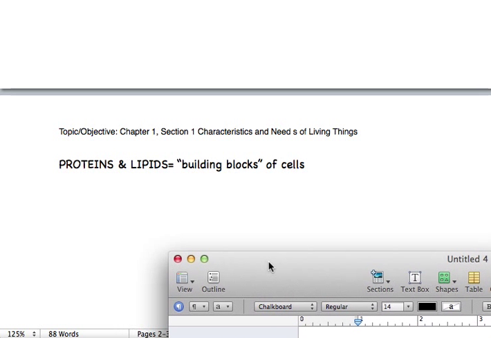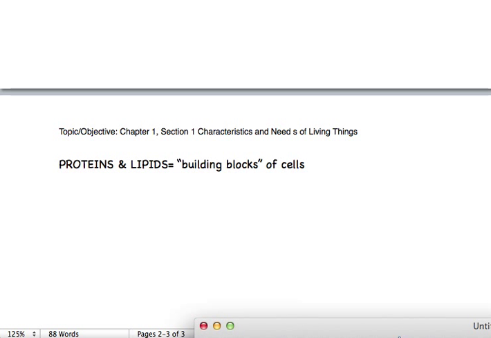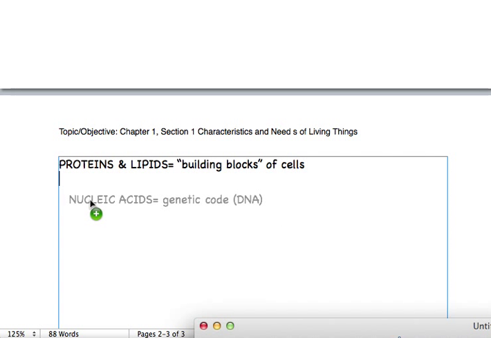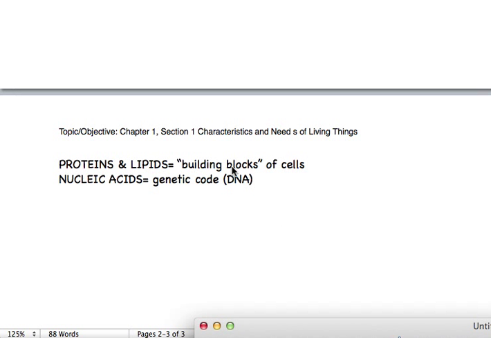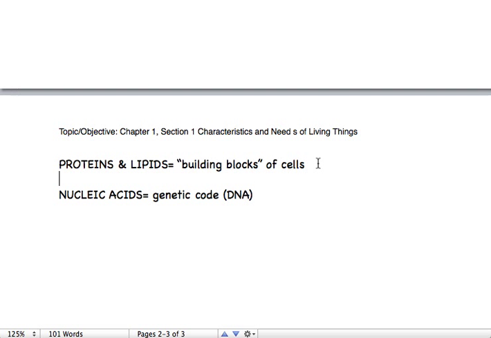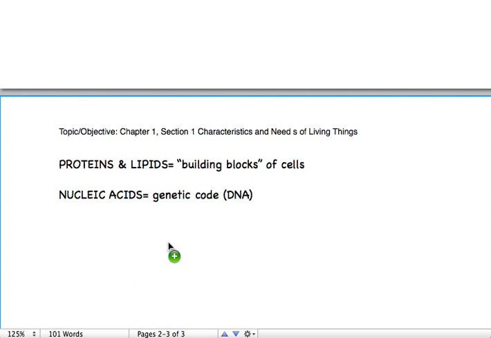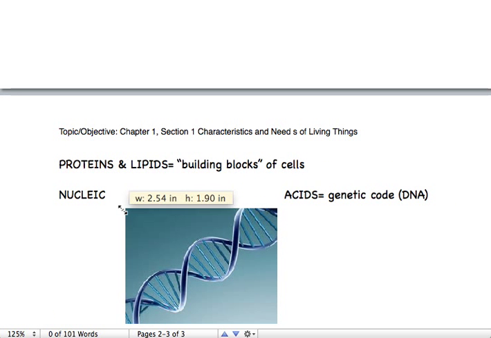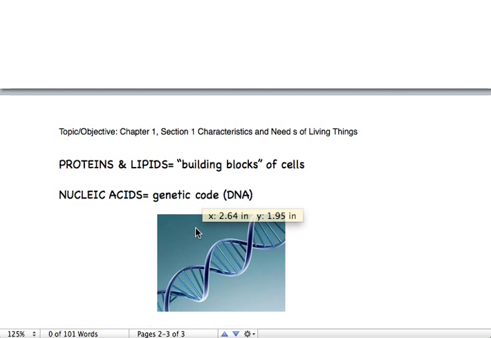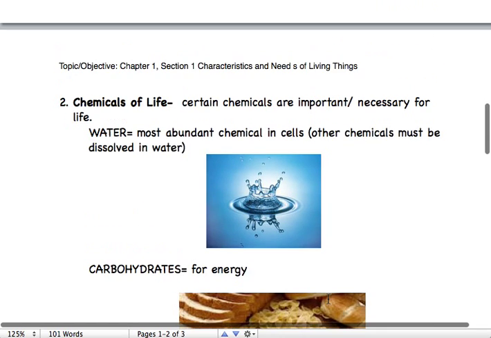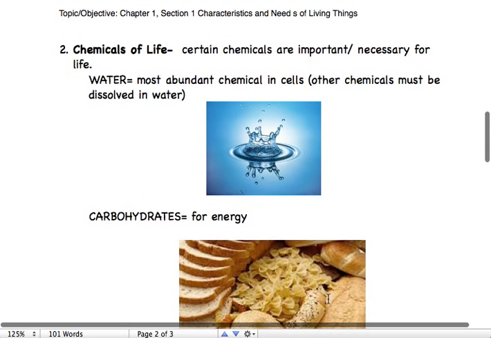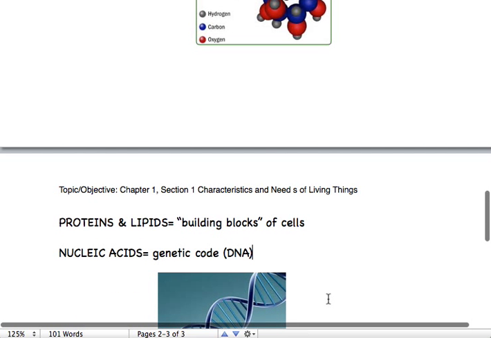Okay, so the last one we're going to talk about for chemicals of life are nucleic acids. And you may have heard of nucleic acids when talking about deoxyribonucleic acid, which is the fancy long name for DNA, which is the genetic code. Okay, so those are the chemicals of life. We have water, carbohydrates, proteins and lipids, and nucleic acids.